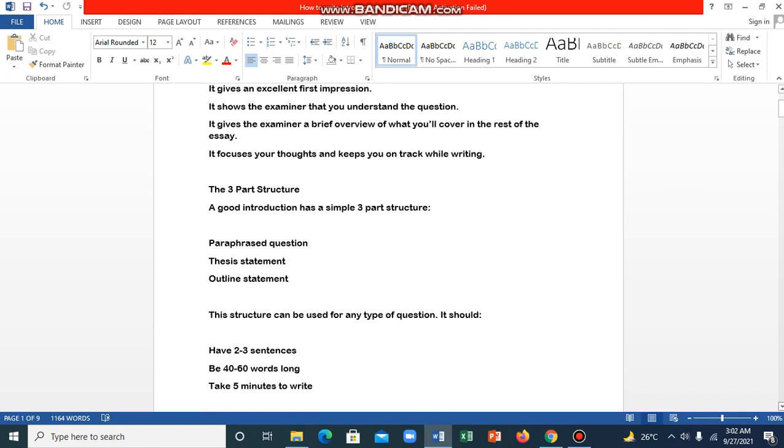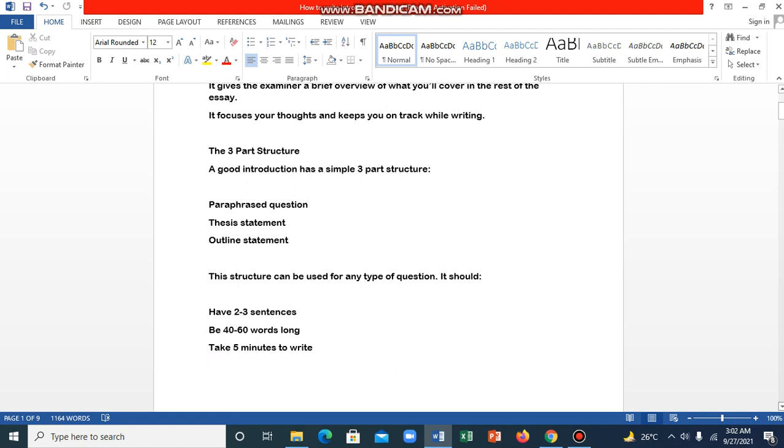The three-part structure. Introduction के अंदर 3 parts होते हैं. A good introduction has a simple 3-part structure. उसमें से paraphrased questions, paraphrase के ऊपर मैंने एक अलग सी वीडियो बनाई है. मैं लिंक भी शेयर कर दूंगा, डिस्क्रिप्शन में लिंक शेयर कर दूंगा. फिर उसके बाद आपका thesis statement और outline statement.